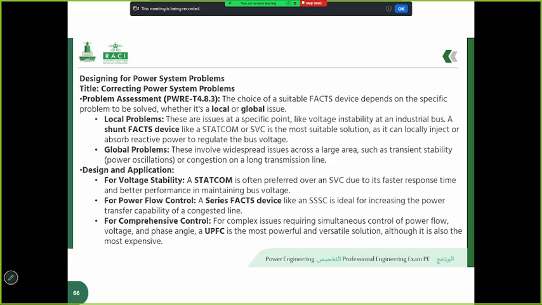While it is the most expensive and complex, its versatility allows it to address a wide range of interconnected stability and power flow issues.